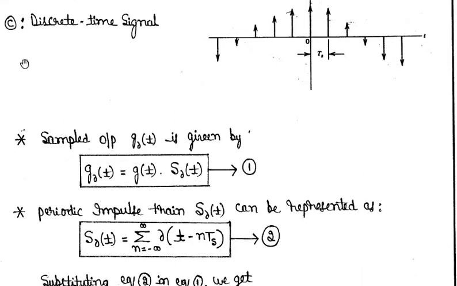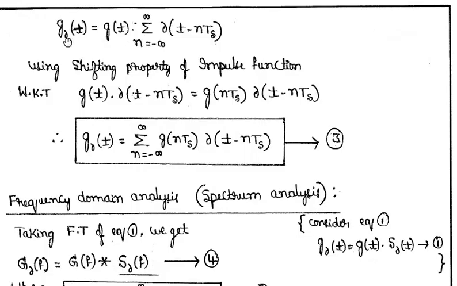Later, we substitute g delta of t as g of t delta of t minus nTs. Then, using the shifting property, we express g of t delta of t minus nTs as g of nTs and delta of t minus nTs. So the final expression for g delta of t, which is a discrete signal in the time domain, is given by g of nTs delta of t minus nTs.